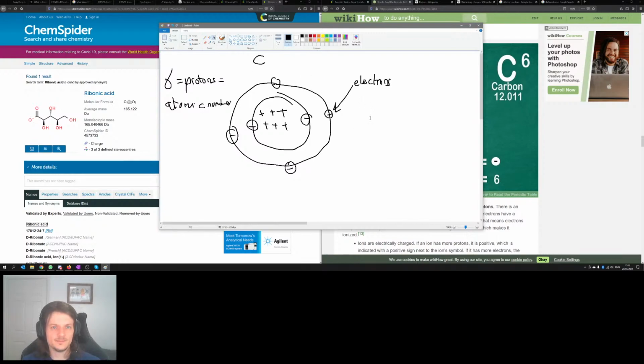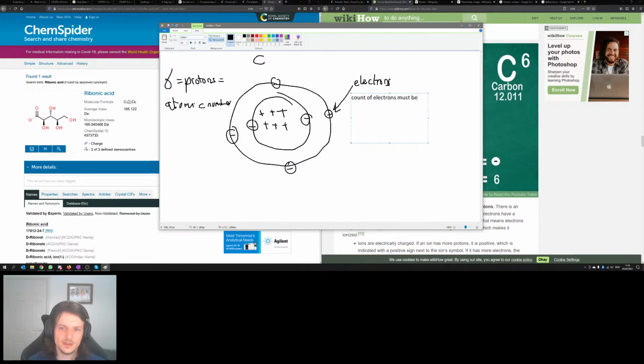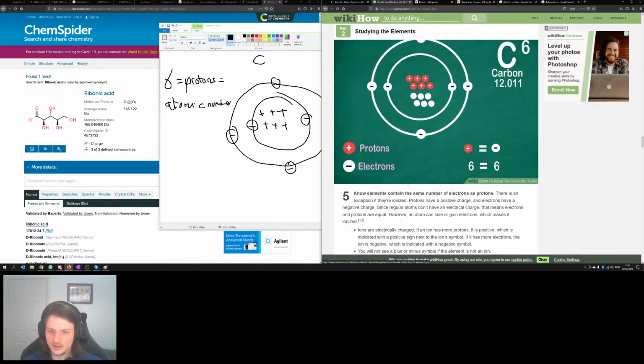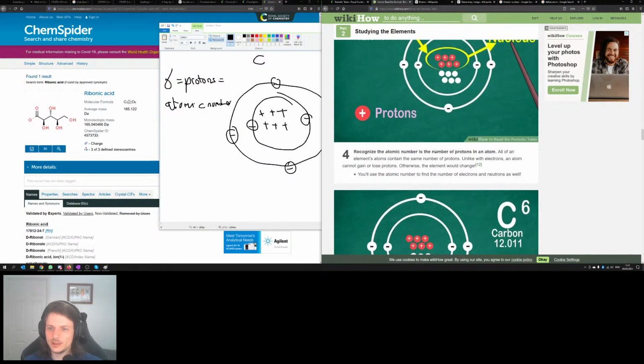And then it's count of electrons must be equal to count of protons, otherwise the imbalance would cause the element to change to another element or something. Let's just reread this. The atomic number is the number of protons in an atom. All of an element's atoms contain the same number of protons.